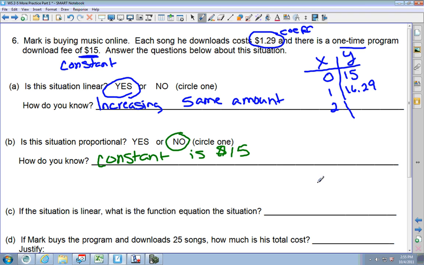If the function is linear, what is the equation? Again, you can take your table and do your equation, or y equals, I know that I've got $1.29 times x, now plus 15. The next problem is that you students are taking 15 times x. You put x by whatever you are getting charged for each download. You are not getting charged $15 for every song. That is just the one-time fee for the program.